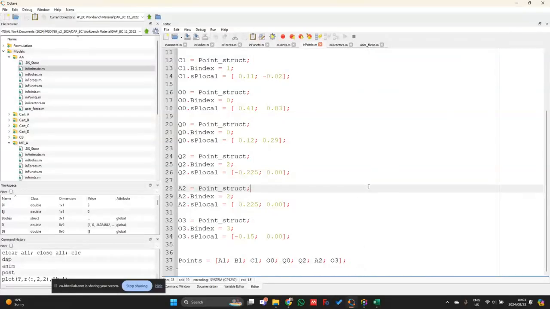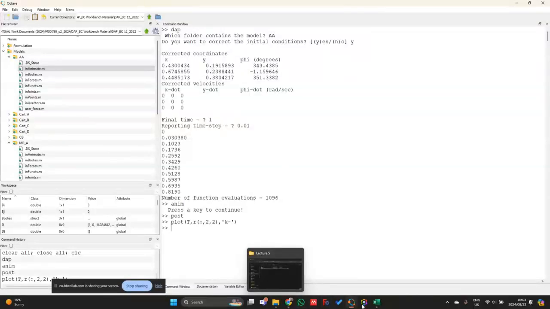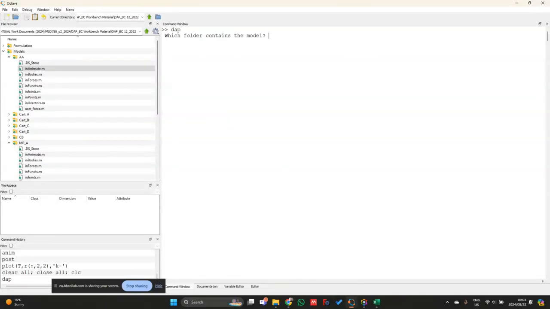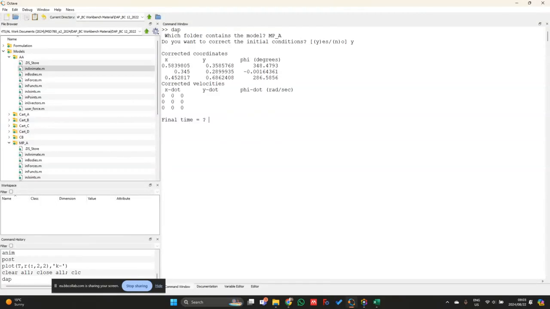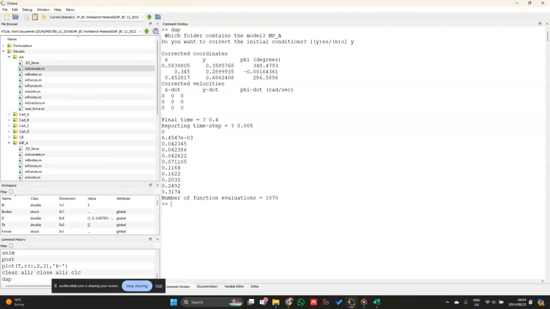Okay, so once that is done, then I've set up everything. So then I can actually go and run this case. So I'm going to say clear all, close all. Then I'm just going to rerun DAP. I'm going to say MP on underscore A. Yes, I want to correct the initial conditions. The final time I believe was 0.4 seconds. So I'm going to use a reporting time step of 0.005 seconds. Okay, so now I can just go and animate the system as well.